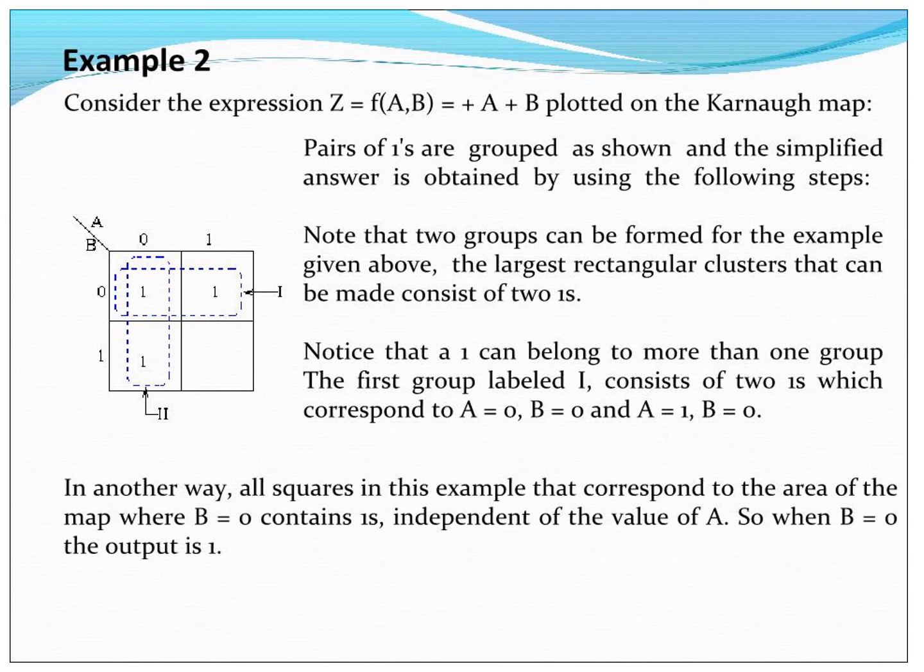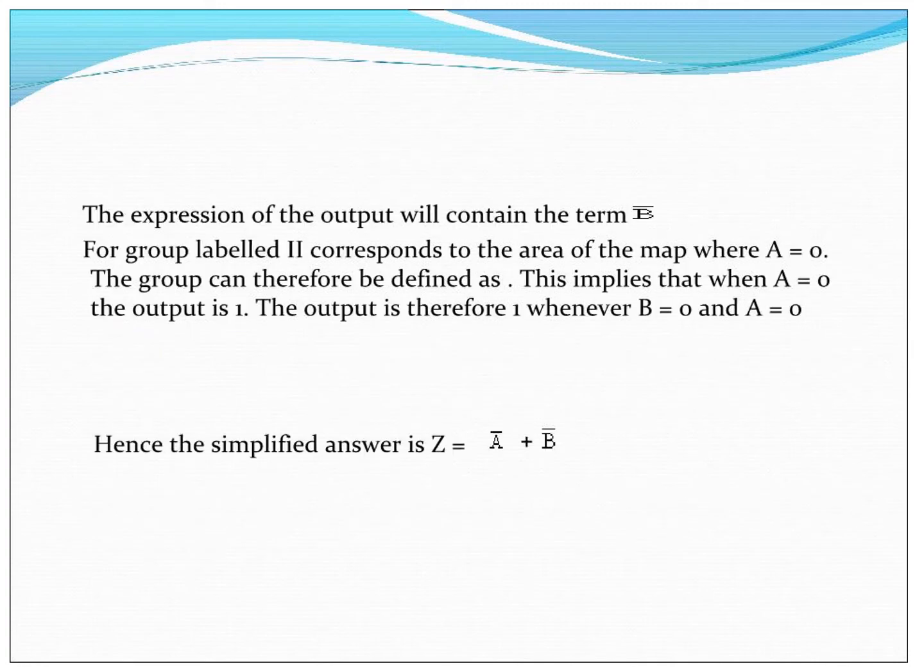The first group labeled 1 consists of 2 ones, which corresponds to A is equal to 0, B is equal to 0, and A is equal to 1, B is equal to 0. In another way, all squares in this example that correspond to the area of the map where b is equal to 0 contain ones independent of the value of a. So when b is equal to 0, the output is 1. The expression of the output will contain the term b complement.